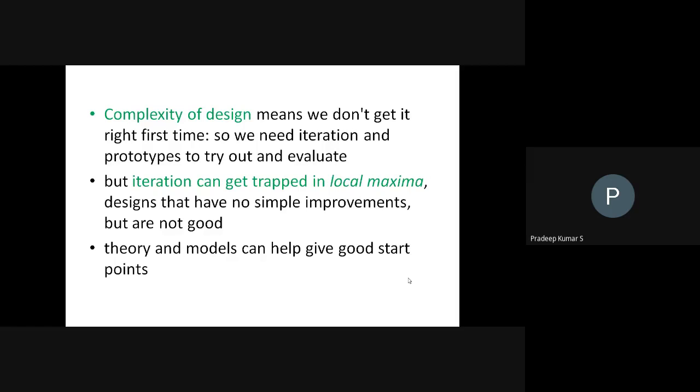Yeah, the complexity of design means we don't get it right the first time. We need some iteration. For example, here is some complex situation. That situation refers to problems in making or doing programs like that. In the first attempt we are not able to get the correct output; several iterations are needed, and then only you can get a good shape of the project. After that only are you going to evolve.